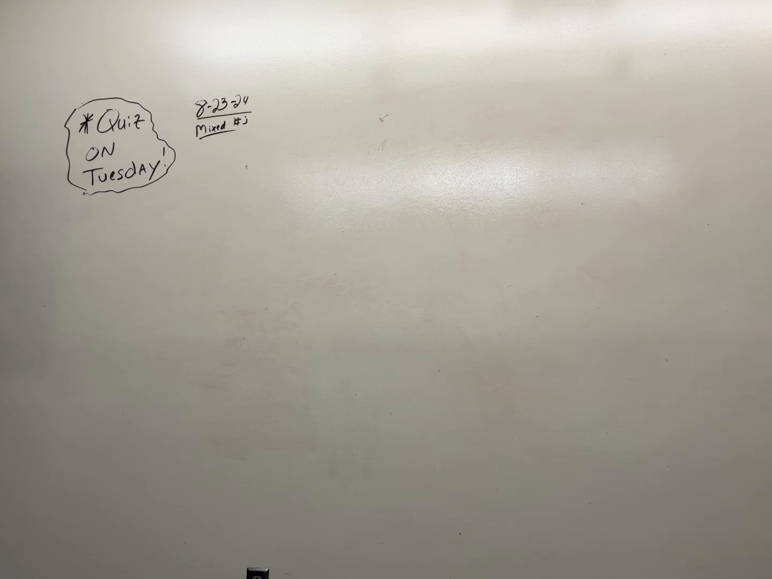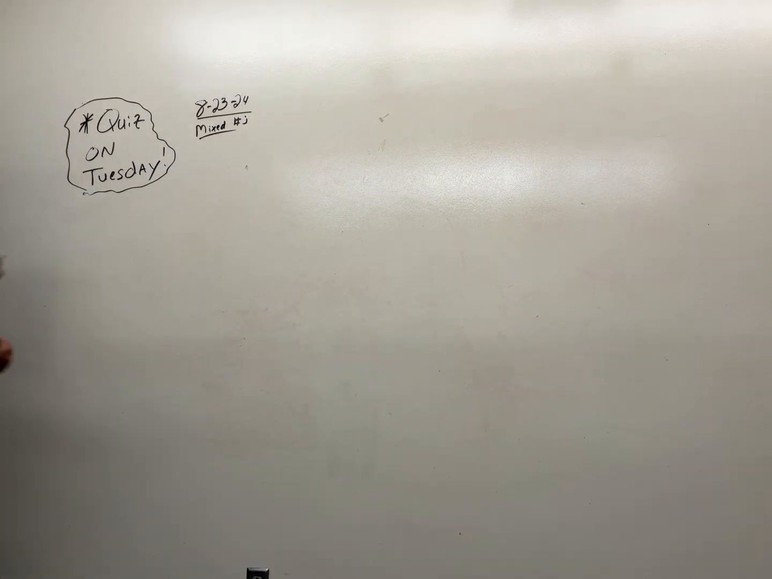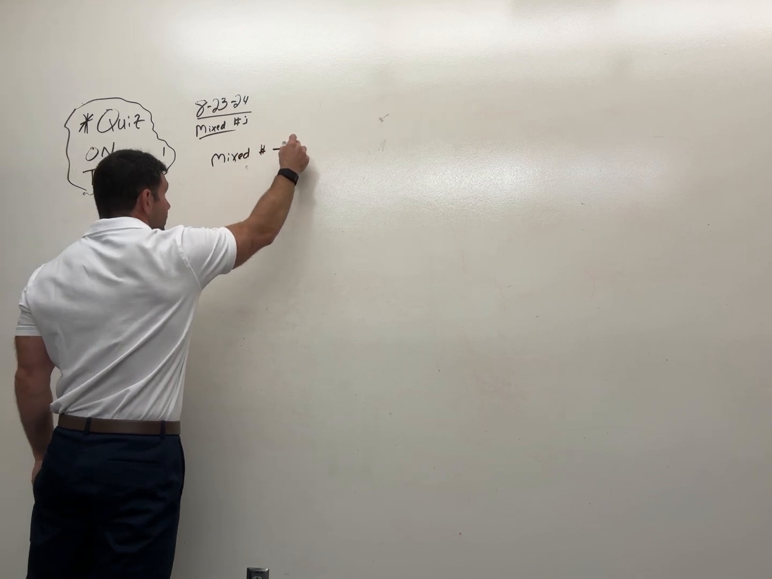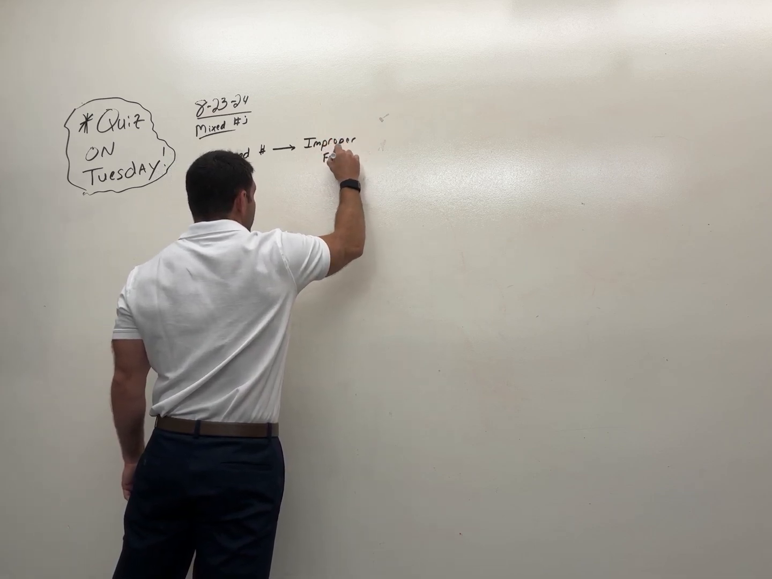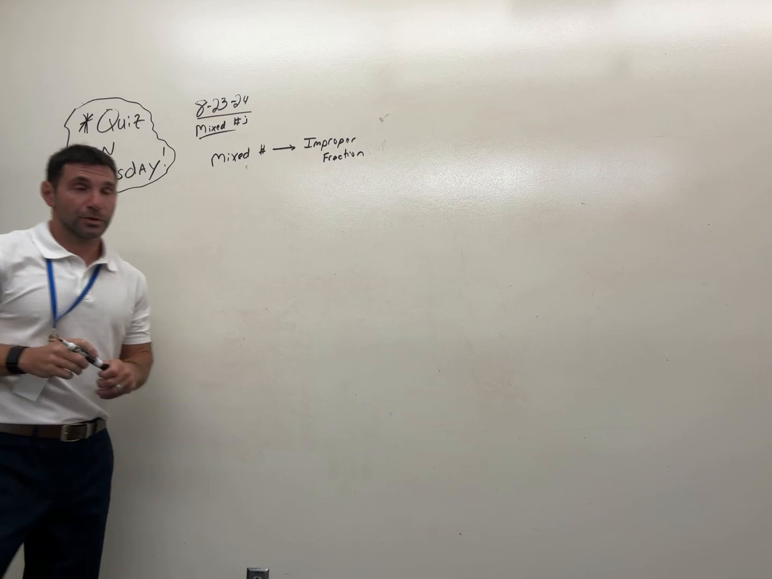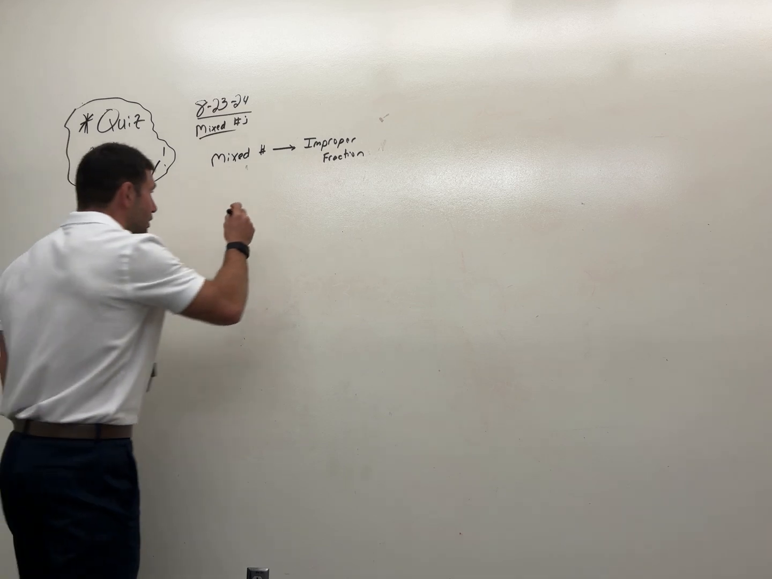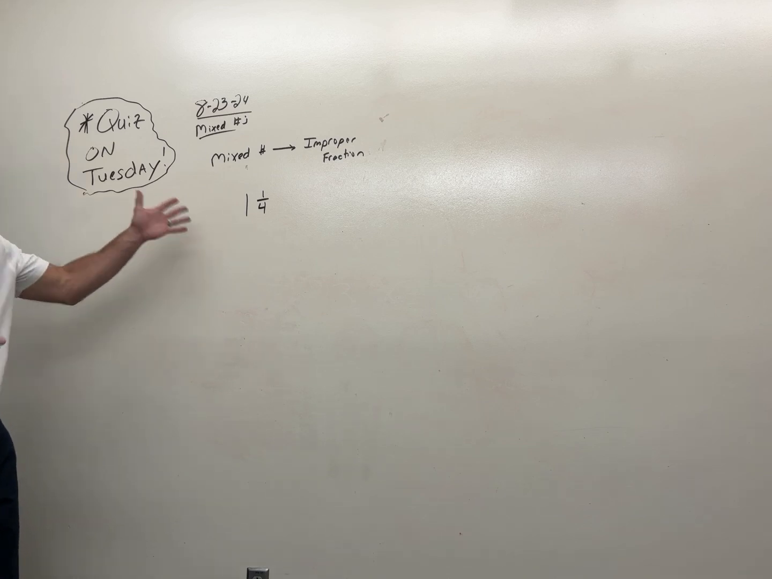So we are still going to be adding and subtracting today. But the goal for today is taking a mixed number to an improper fraction. Okay? Everybody with me? So, let's go 1 and 1/4. This is going to be our first example.